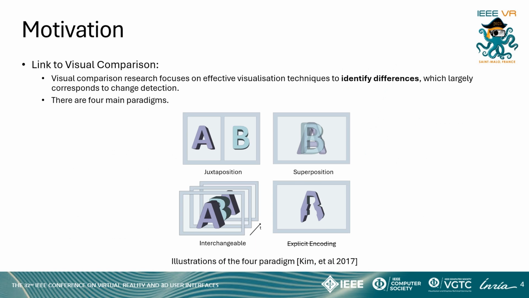Studies in visual comparison focus on developing visualization techniques to identify differences, which is directly relevant to change detection. As shown in this image, there are four main paradigms: juxtaposition, superposition, interchangeable, and explicit encoding. Each has pros and cons, and they are usually combined to form mixed paradigms. Please note that explicit encoding is excluded from our work, as it requires a very accurate change detection algorithm.